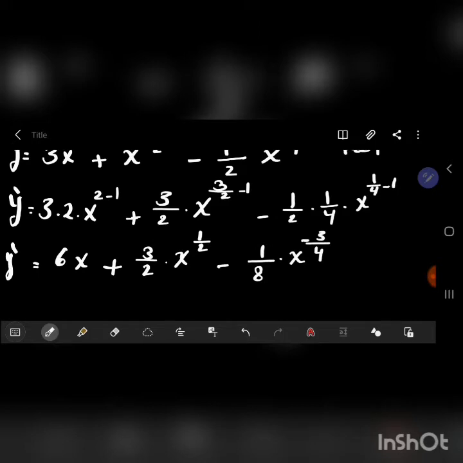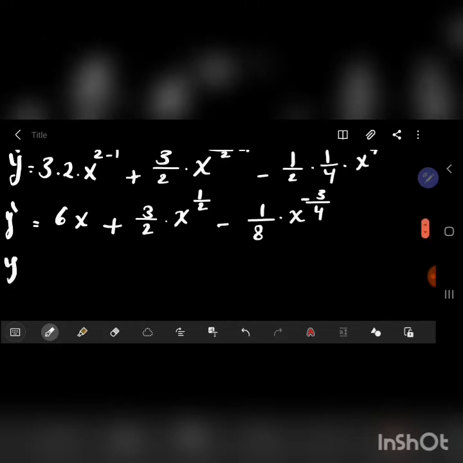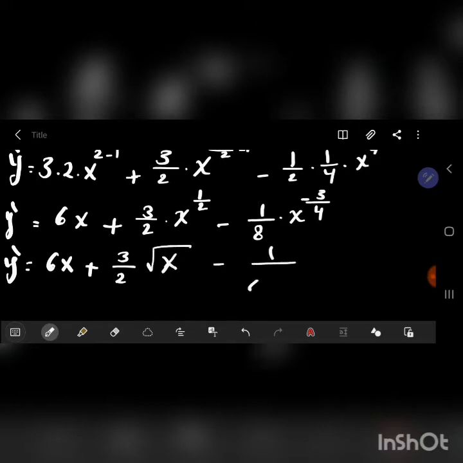minus 3 over 4. So now y prime equal to 6x plus 3 over 2. I will take the basic shape of x to the power half. It will be square root of x minus 1 over 8.